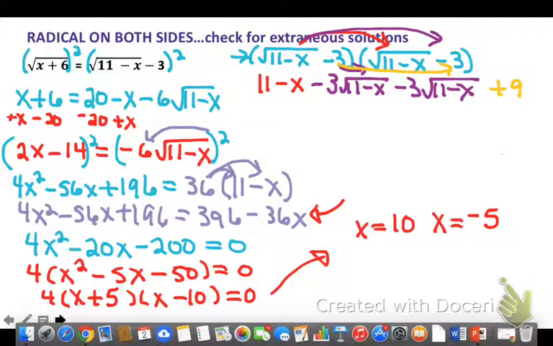And now we can check our work. If you put the 10 back into the original equation, you're going to find out that it's extraneous and that our actual solution is x equals negative 5.